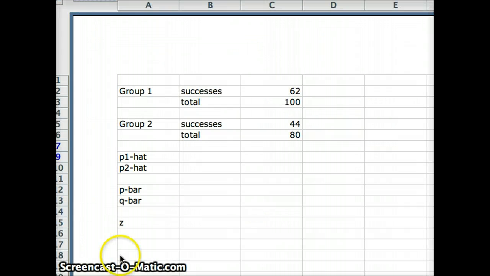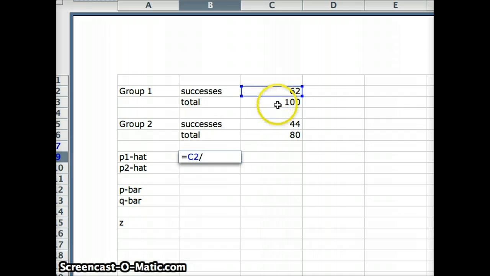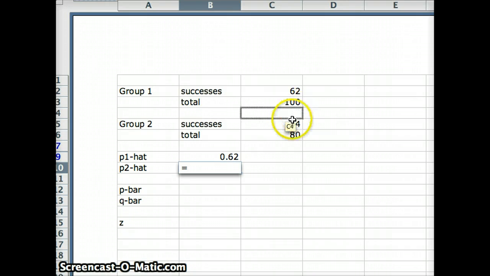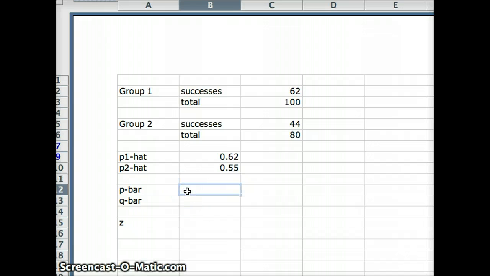Okay, P1 hat is going to be the number of successes in the first trial divided by the total in the first trial. So we're going to say equals number of successes divided by total, and obviously we're going to get 0.62. P2 hat, using our second category, number of successes divided by the total, and there's our 0.55. To get P bar, we're going to add the numerators.